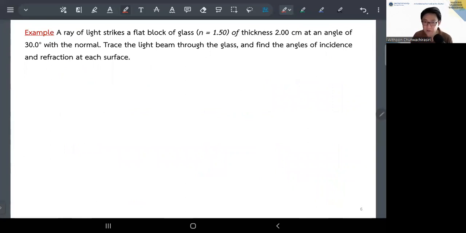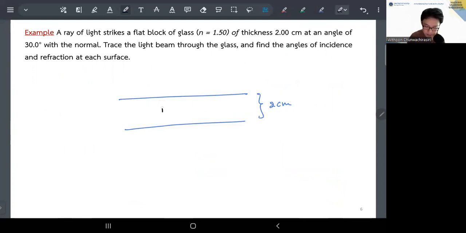Given the index of refraction 1.5, the thickness of that one is given to be 2 centimeters. So you have a block of glass over here, and the thickness is given to be 2 centimeters. Now at the angle of 30 degrees with the normal, so that's good. They already give you the angle with the normal line, so right there.